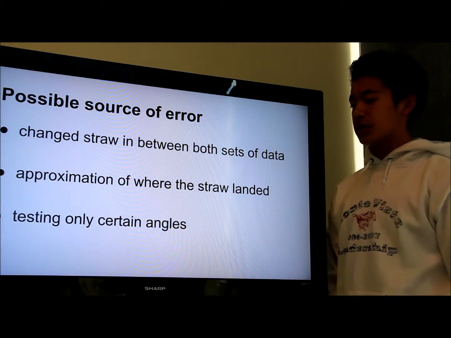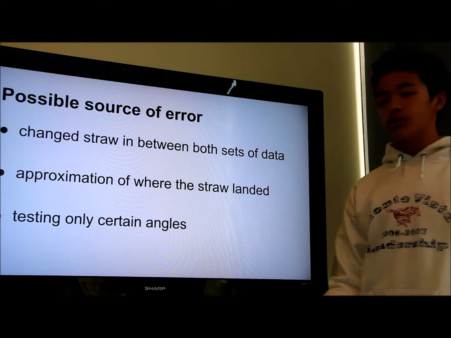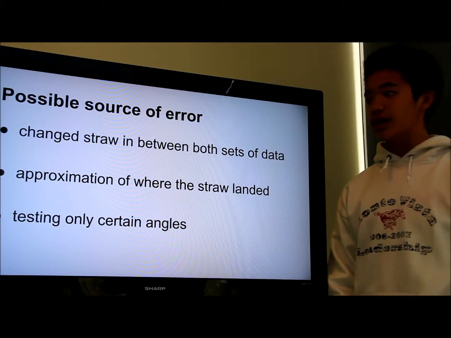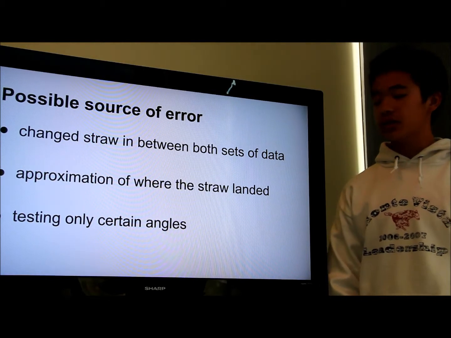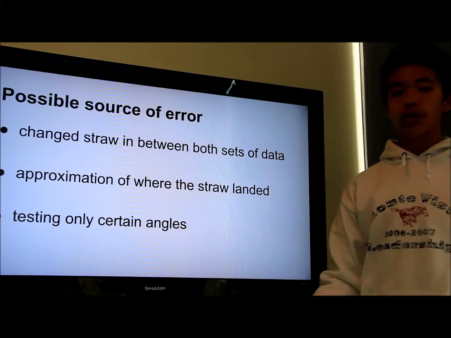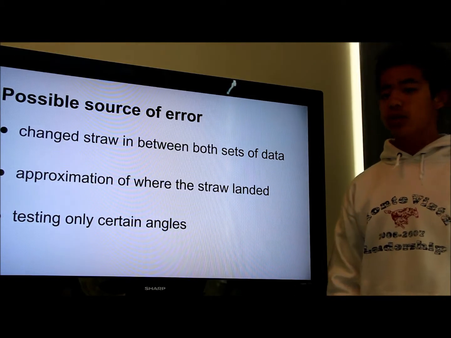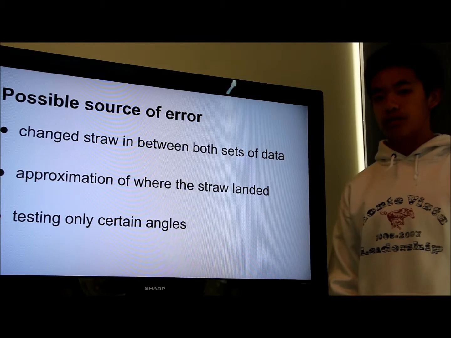And then the third one is testing only certain angles. Our conclusion will only be based on the angles that we were able to test, like 30 and 35, 40 degrees. We wouldn't be able to test 31, 32, all those intervals in between. So our conclusion is on the approximation of the best data.